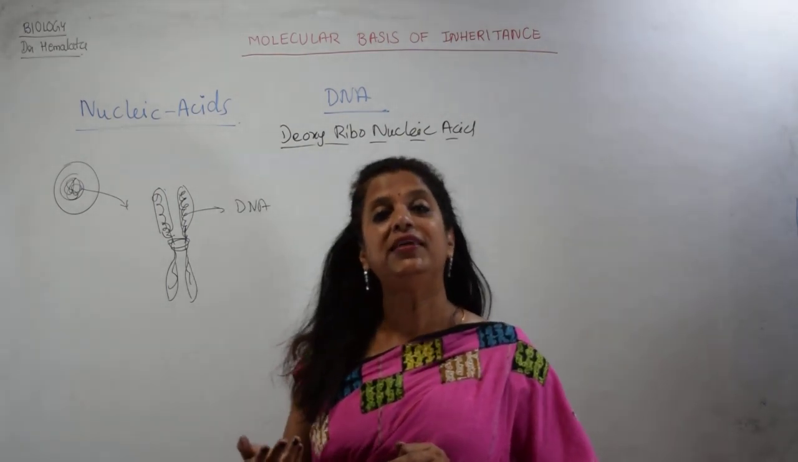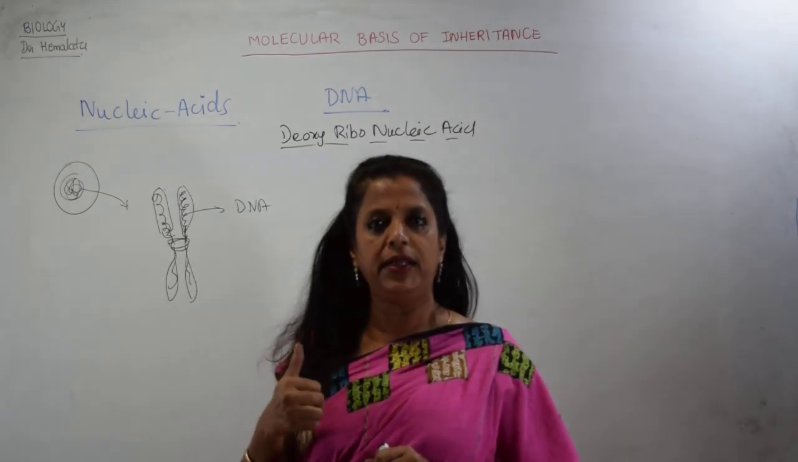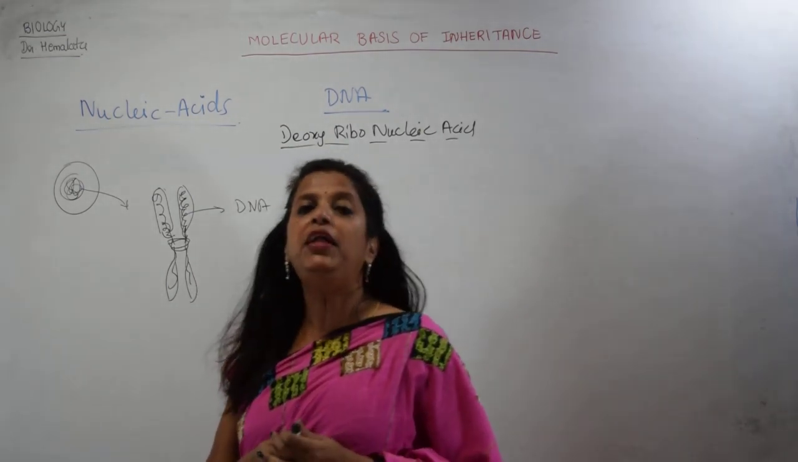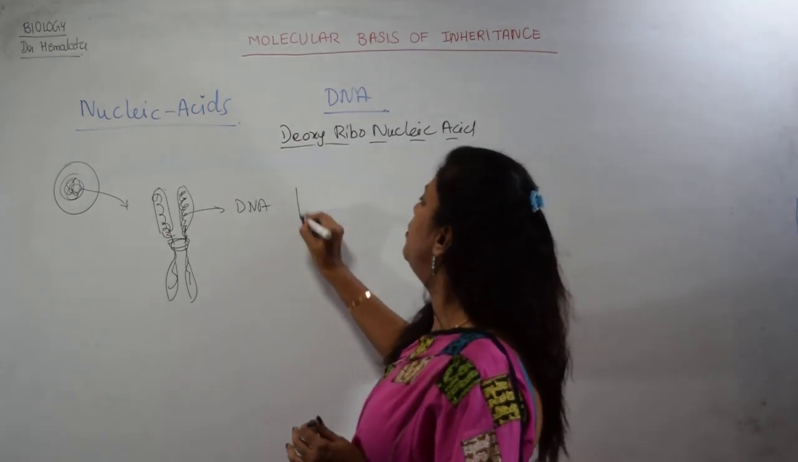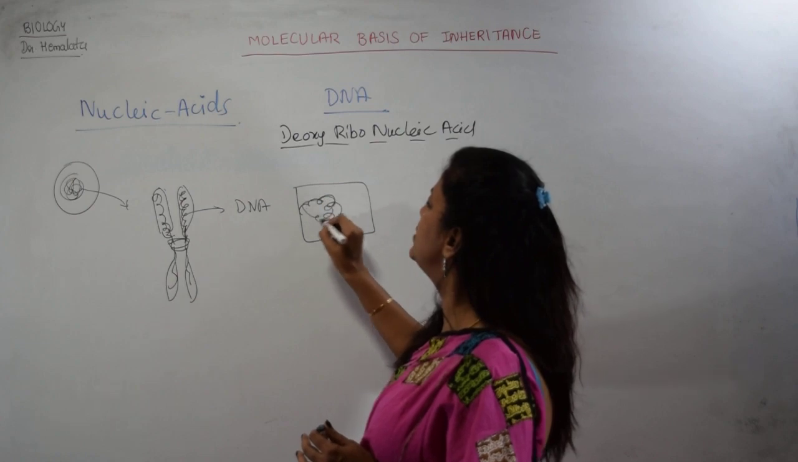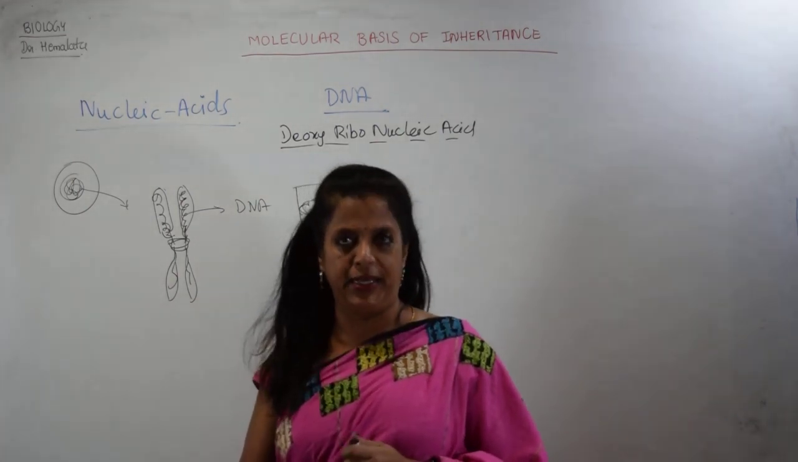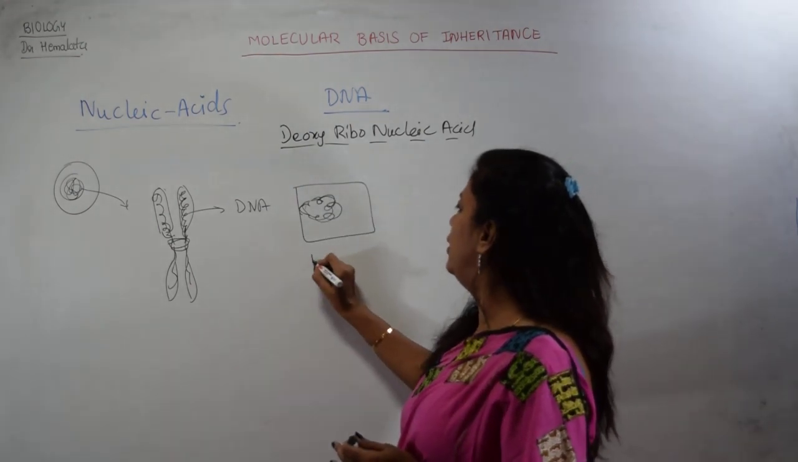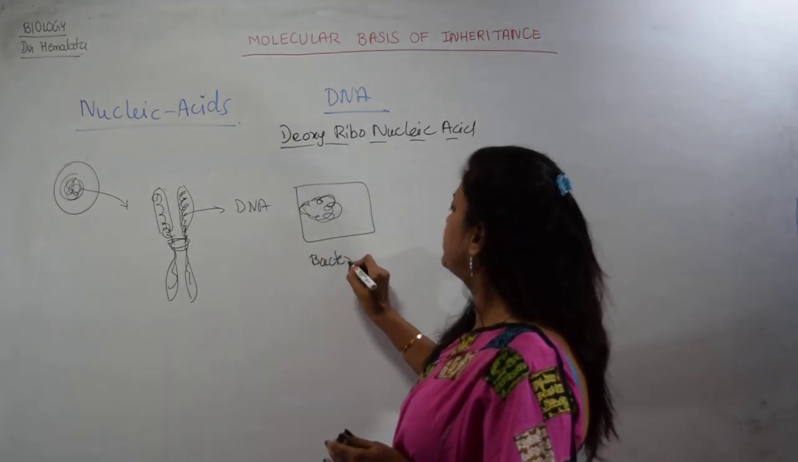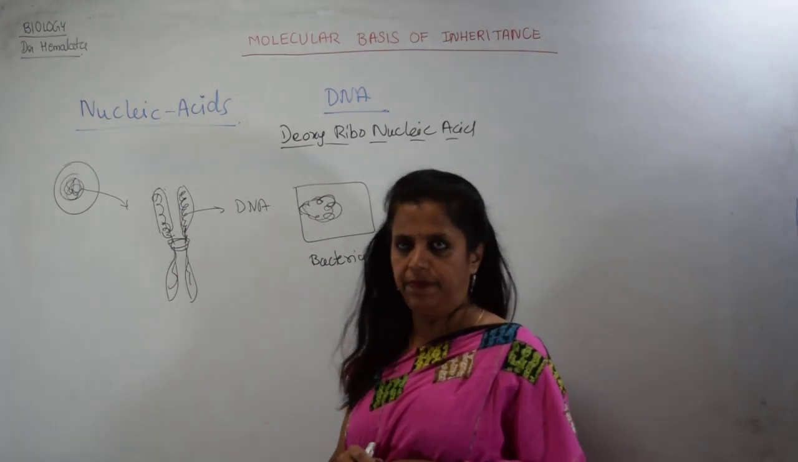But how is it in lower organisms and in higher organisms? First thing, bacteria contain double-stranded DNA. But in bacteria, the DNA will be found in the center in the form of just a coiled circular structure. This is a circular double-stranded DNA in bacteria. In lower forms, this is called the nucleoid. They don't have the nuclear membrane, right?